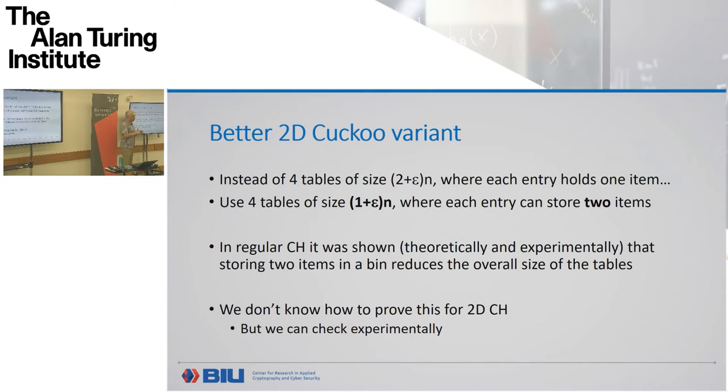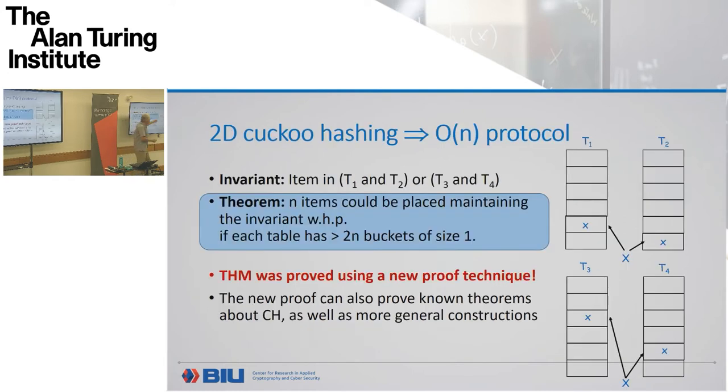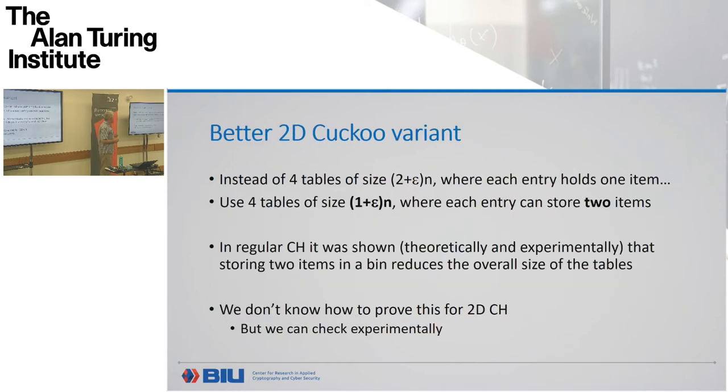It's known in regular Cuckoo hashing that if you do this, instead of having a certain number of entries of size 1, have half the number of entries of size 2, you'll get better memory utilization. And Cuckoo hashing is known both theoretically and experimentally. Here we suspected that the same thing happens. We don't know how to prove that this is indeed the case, that if we make the tables half as big but make each bin able to occupy two items, then we have better hashing. Better hashing means that we'll have to use the stash less, and we really don't want to use the stash because each item in the stash we have to pay for it, comparing it with all items. This was the conjecture.